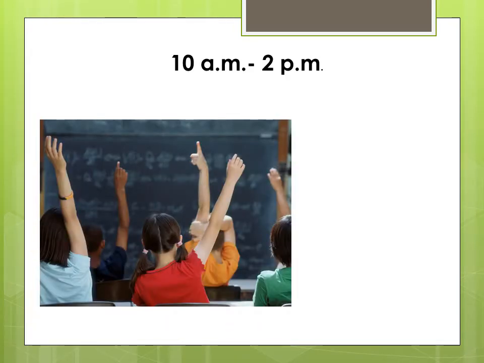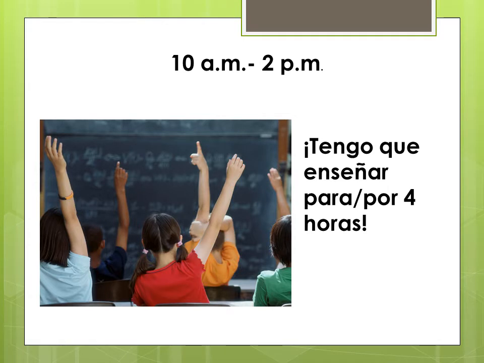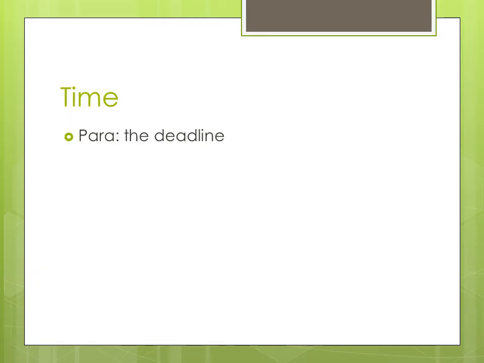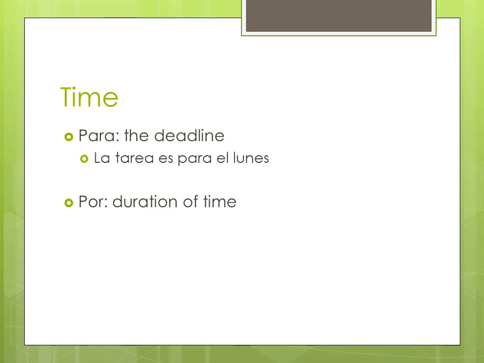From 10 to 2 p.m., tengo que enseñar por o para 4 horas. In this case, it's por. Por is related to time. How long something takes is por. So para is the deadline, la tarea es para el lunes, por is a duration of time. Trabajé en la tarea por 4 horas.